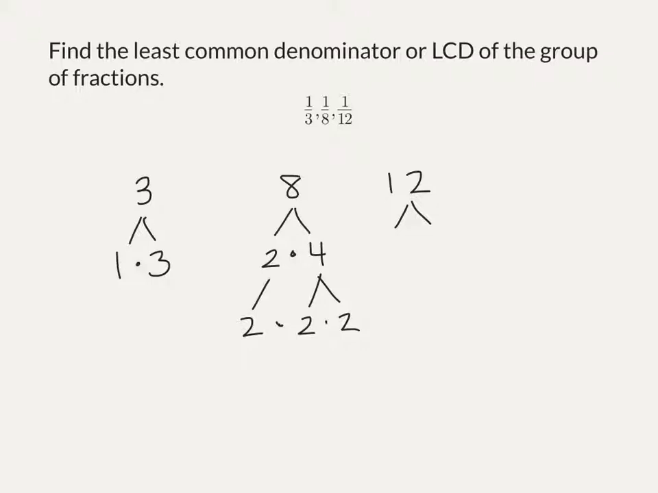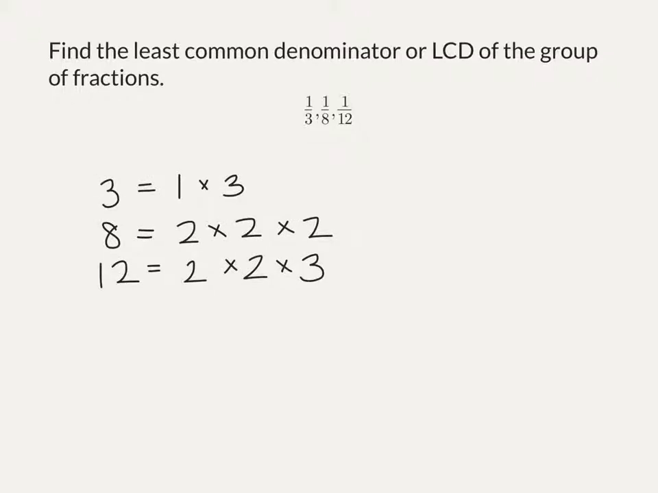Now I want to list two numbers that when multiplied together give me 12. That would be 3 and 4. 3 is a prime factor, but 4 can be written as 2 times 2. Now that I have the prime factors of each denominator, I'm just going to write out the prime factors in an organized list.